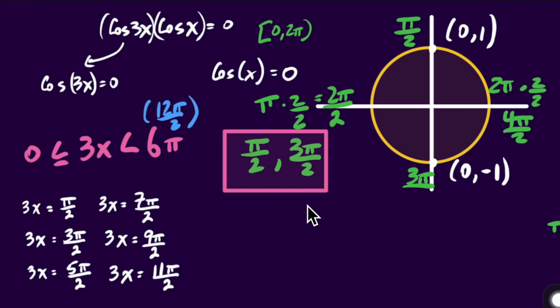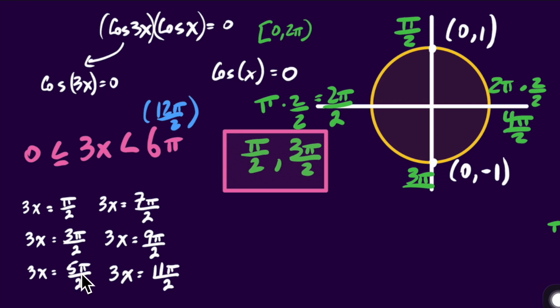Okay, so we've gone ahead and done that. We set 3x equal to pi over 2, 3 pi over 2, and then we extended. We added 2 pi, otherwise known as 4 pi over 2. We kept adding 4 pi over 2 to the original. We added 4 pi over 2 to pi over 2, we got 5 pi over 2. 4 pi over 2 to 3 pi over 2, we got 7 pi over 2. Then we went ahead and we added 4 pi over 2 to each of these.